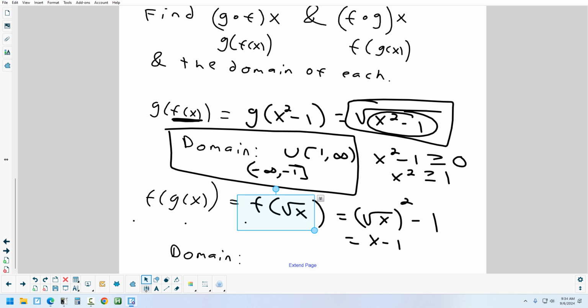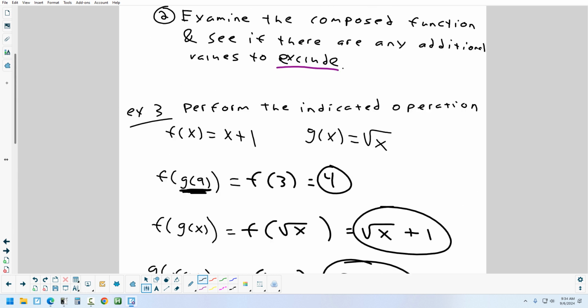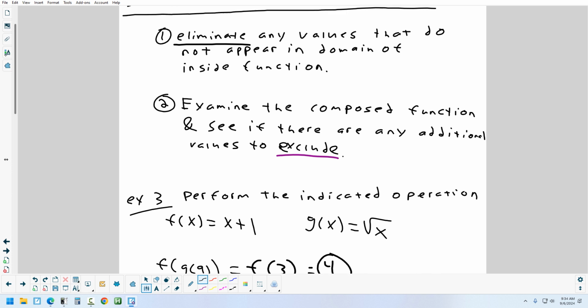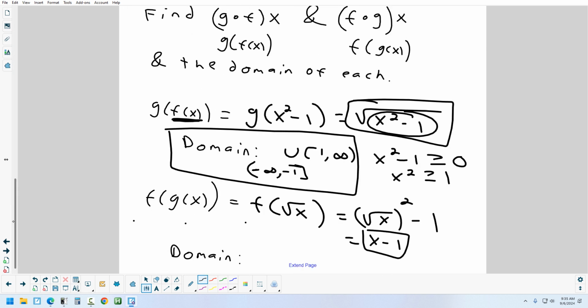Let's look at the final answer. Does the final answer have a square root in it? No. Does the final answer have a fraction with a variable in the bottom? No. So then step 2 doesn't add anything in this problem. There's nothing additional to do. So the only restriction came from step 1. And Lucas said that that was 0 or higher.